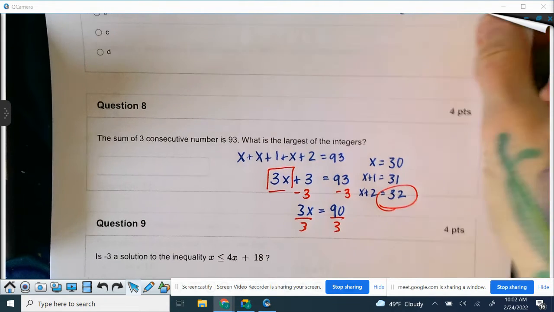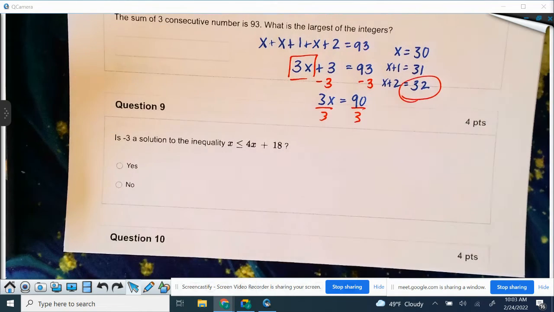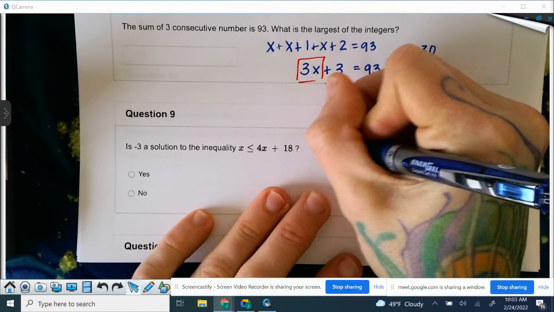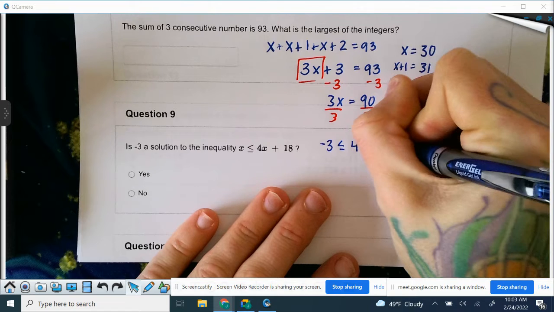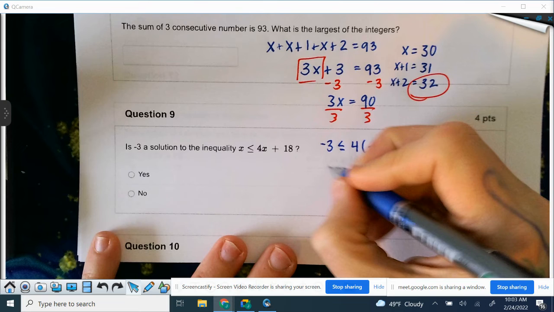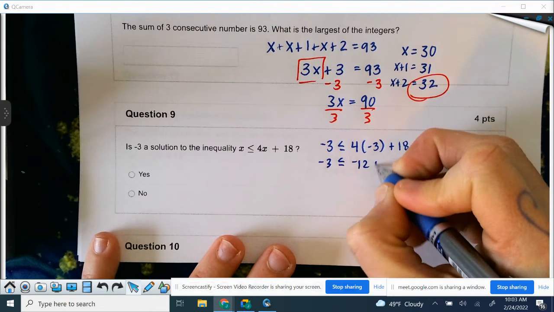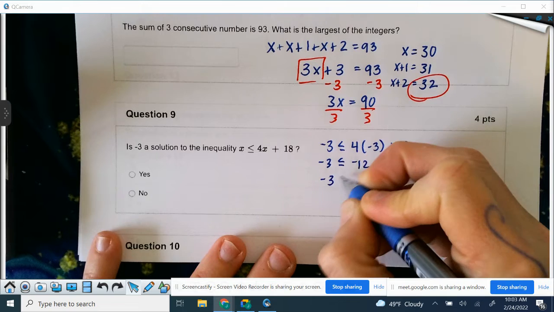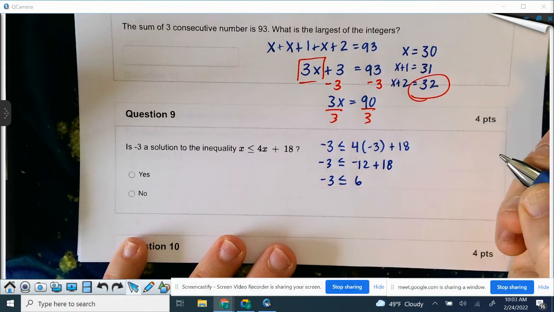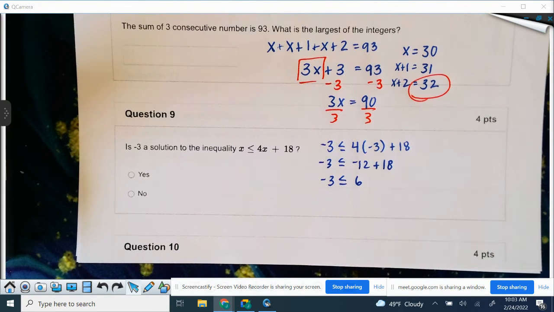All right, number 9. Is negative 3 a solution to the inequality? So if it ever asks if it is a solution, that means would it be true? You can go about it a couple different ways. You can either plug it in for x and see if it's true. So negative 3 is less than or equal to 4 times negative 3 plus 18. Which should be negative 3 is less than or equal to negative 12 plus 18, which should be positive 6. And then in that case, is that statement true? Is negative 3 less than or equal to 6?